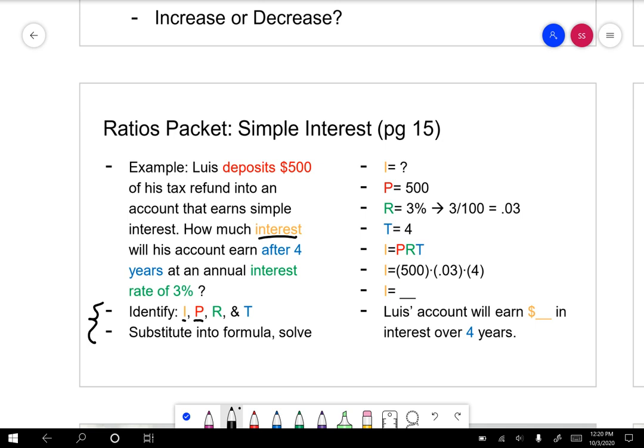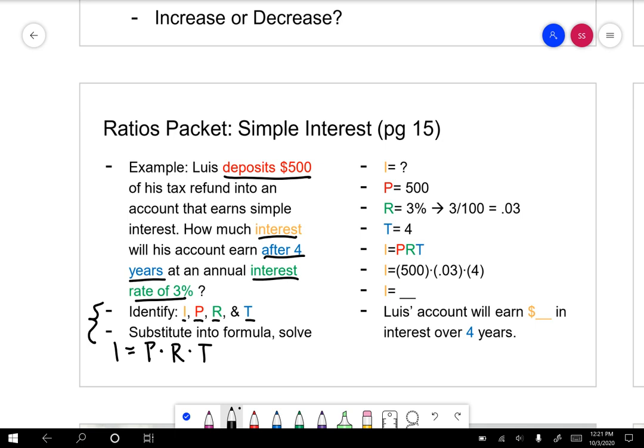The principal amount, so the initial amount deposited or borrowed. The interest rate. And then the amount of time. And then you would substitute those into the formula and solve. And remember, the formula would be the interest amount equals the principal times the rate, the interest rate in decimal form, times the amount of time.